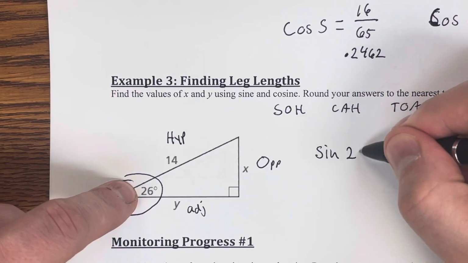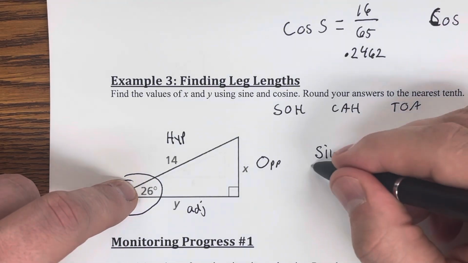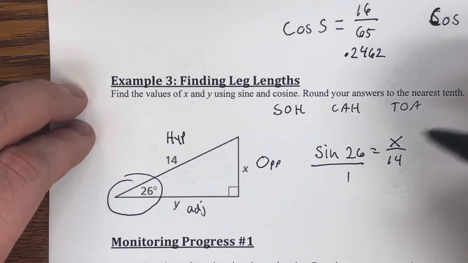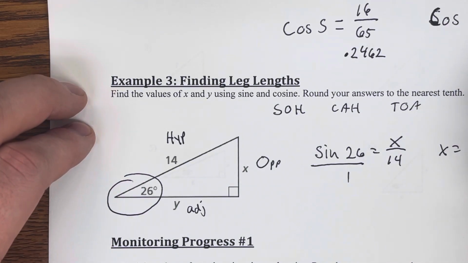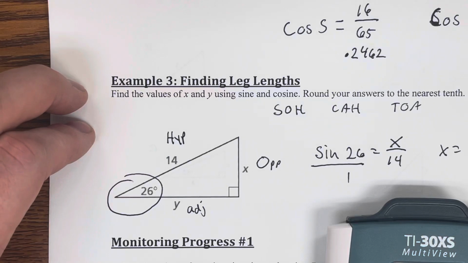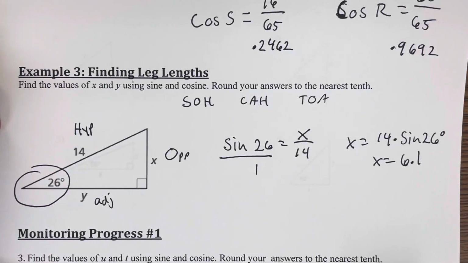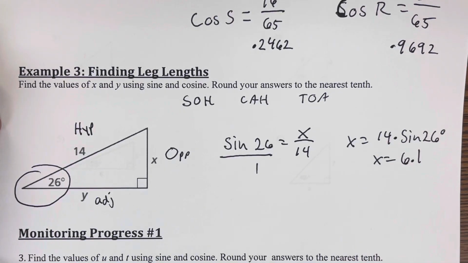Sine of the angle, 26, equals opposite X over the hypotenuse, 14. Put it over 1, and we can cross multiply to solve. So X is equal to 14 times the sine of 26 degrees. Need to use my calculator for that. 14 times sine 26, close it, and I get X to equal 6.1, because I'm supposed to round to the tenth. We'll follow the instructions. 6.1, going to the tenth. 14 times sine 26 is 6.1.